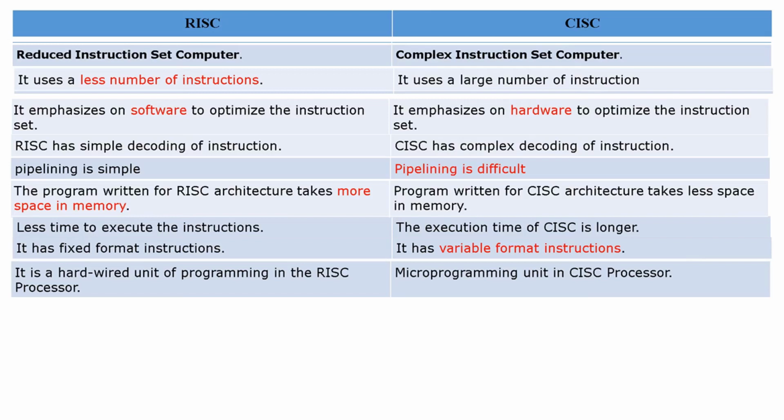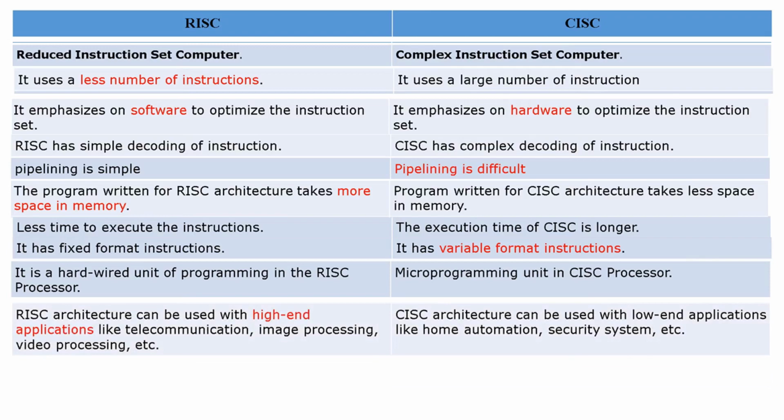RISC has a hardwired unit of programming in the processor, whereas CISC has a microprogramming unit in the processor. The RISC architecture can be used for high-end applications like telecommunication, image processing, video processing, because we have a lot of M4, Cortex, and more higher-end processors available with the RISC instruction set. CISC architecture can be used for low-end applications like home automation and security systems. So it depends upon your application.